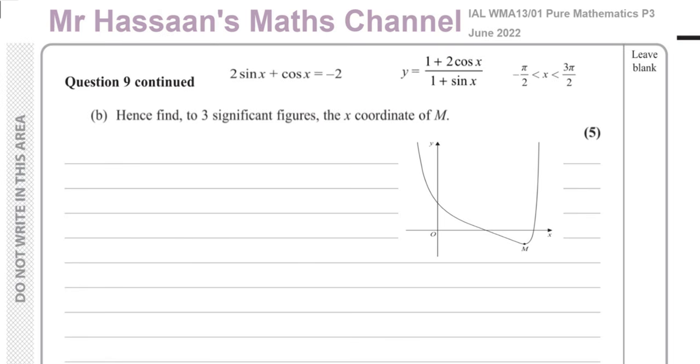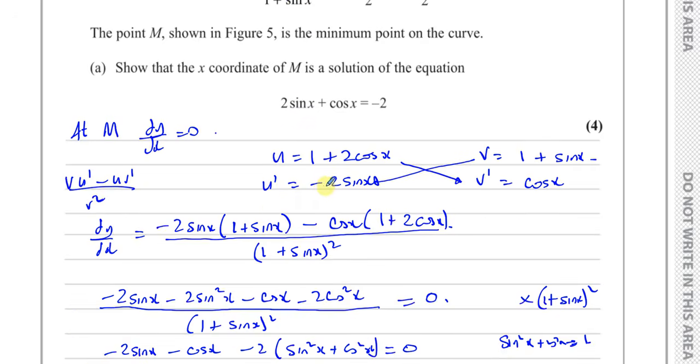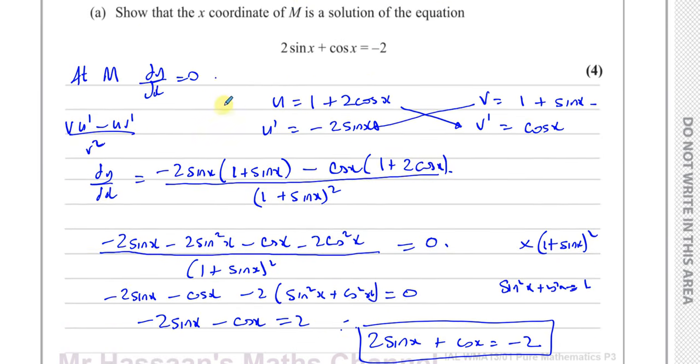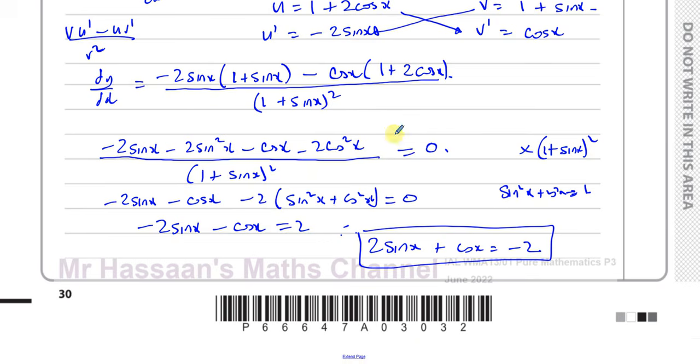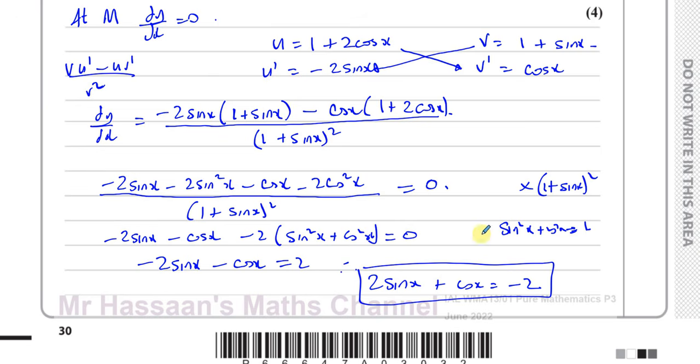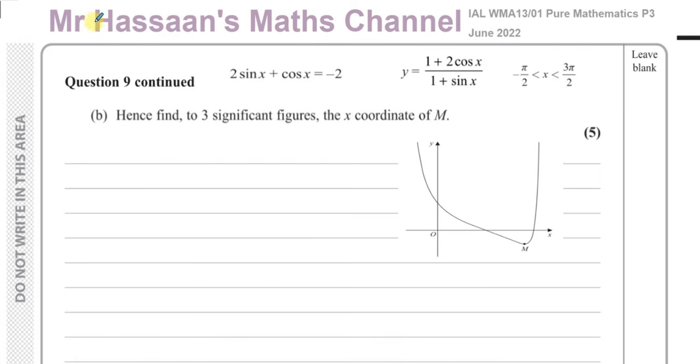But that also means that when you're doing part A, you have to make sure you show all your steps carefully. You can't just start off with something, write all sorts of nonsense in between and then say, therefore, this is the answer. No, you have to show your steps carefully and clearly, otherwise you're liable to lose some marks. So that's one of the drawbacks. But one of the advantages is if you can't do part A, part B is still accessible to you.